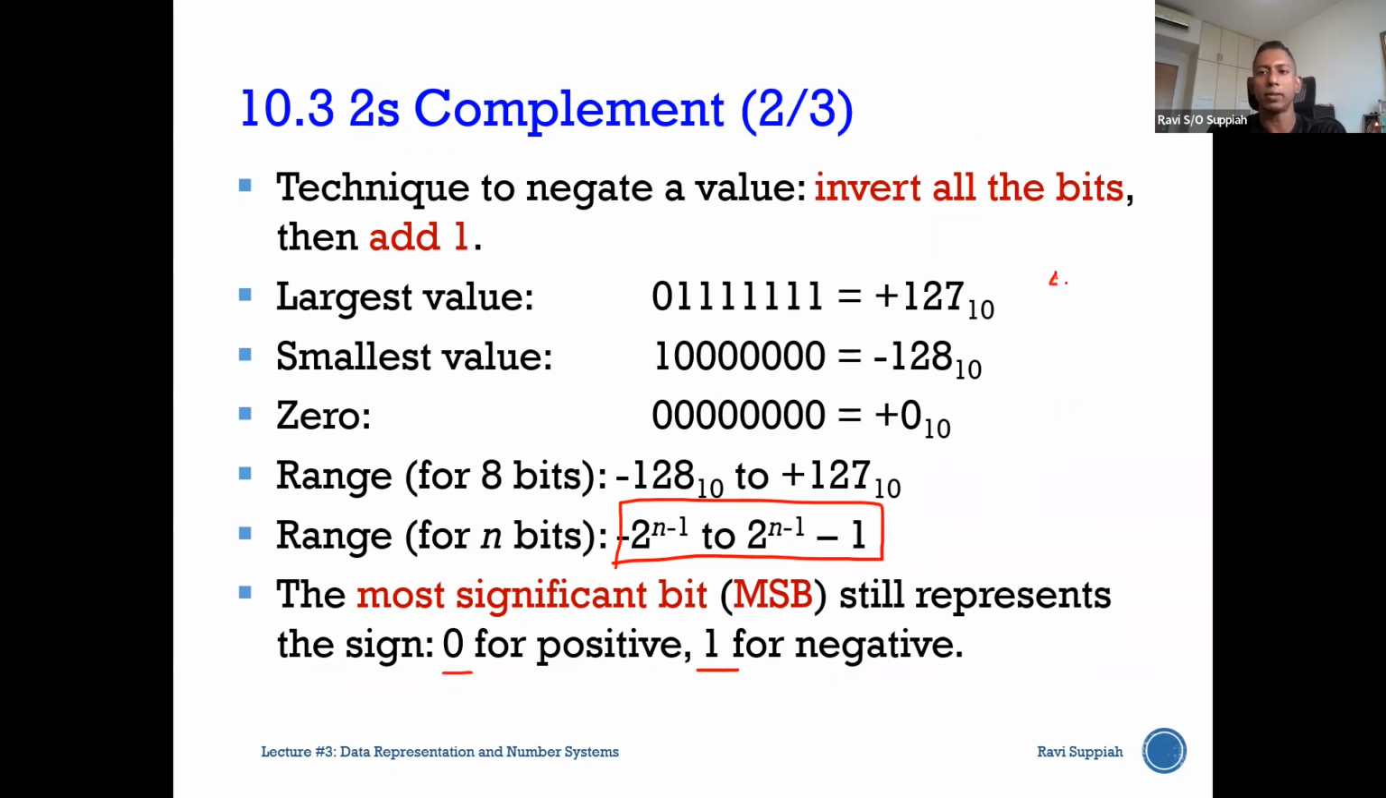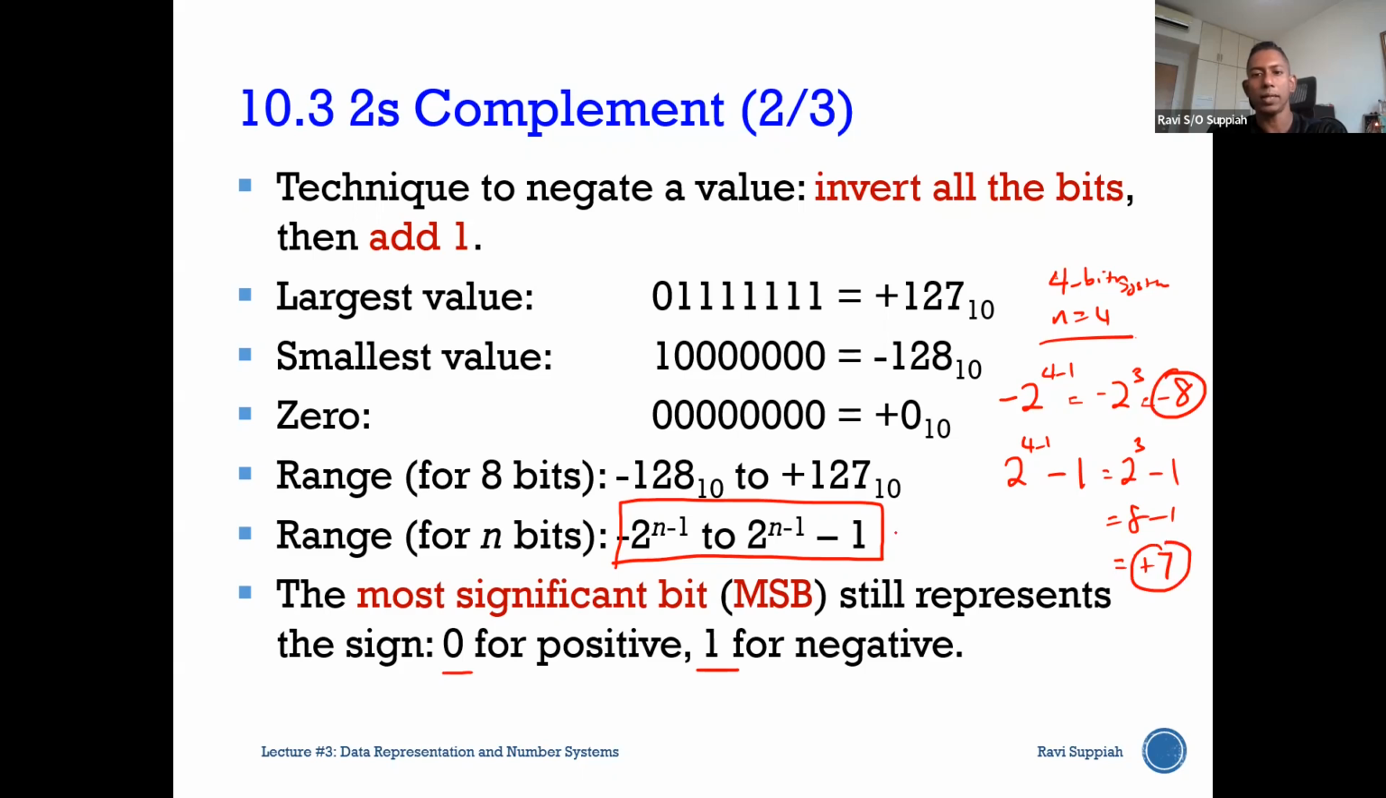If it's a 4-bit system, then n is equal to 4. So if n is equal to 4, the smallest number is minus 2 to the power of 4 minus 1, which is minus 2 to the power of 3, which is minus 8. And the biggest number will be 2 to the power of 4 minus 1, minus 1, which is 2 to the power of 3 minus 1, 8 minus 1, which is positive 7.